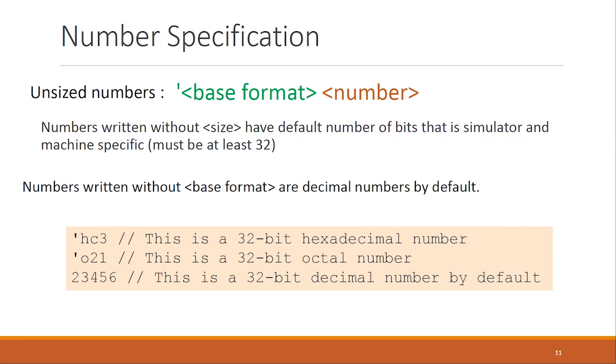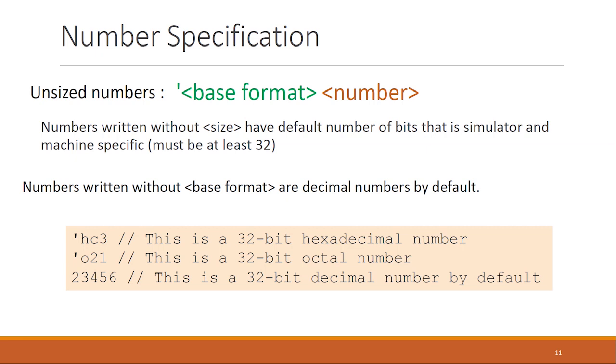We were talking about sized numbers. Now here we are going to talk about unsized numbers. The only difference here is that you don't specify the size. So the size part is missing here, and the base format and the number work in a similar way to how they worked with sized numbers.